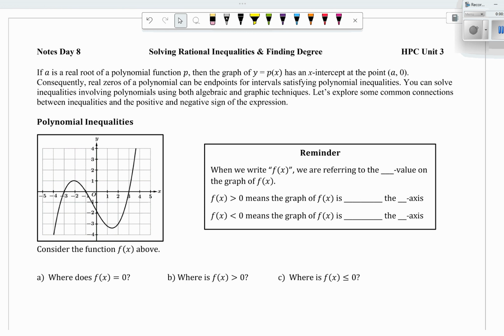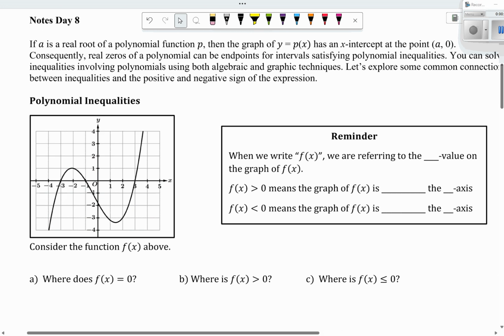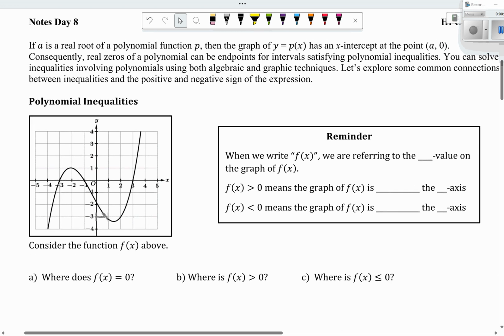Let's explore some common connections between inequalities and the positive and negative sign of the expression. So here we have a graph. When we write f of x, we're referring to the y value on the graph of f of x. So f of x is greater than 0 means that the graph of f of x is above the x-axis. F of x is less than 0 means the graph of f of x is below the x-axis.